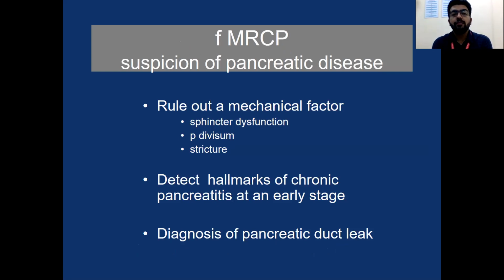So when do we have suspicion of pancreatic disease? We have to rule out a mechanical factor like sphincteric dysfunction, pancreas divisum, or any strictures, be it benign or malignant. Detect hallmarks of chronic pancreatitis at an early stage. Diagnosis of pancreatic duct leak.